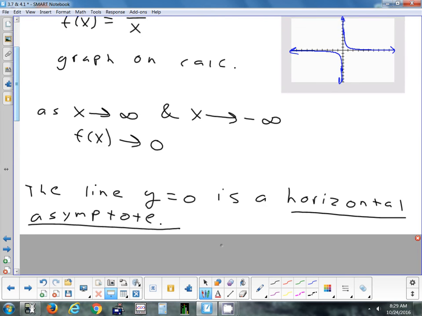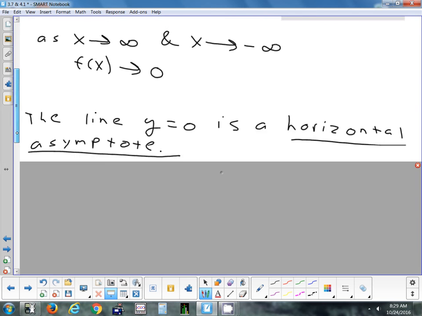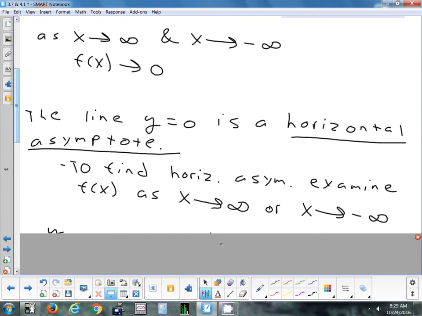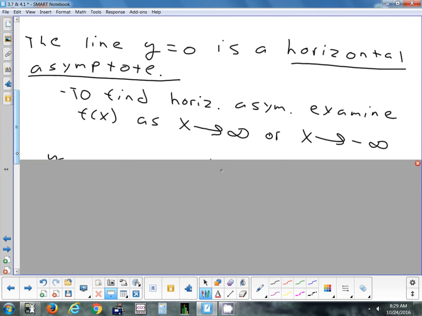And if we look at what happens as x gets really, really big, either in the positive or the negative direction, if there's a number you're getting closer and closer to, like in this case 0, we call that a horizontal asymptote. It's a value that you never reach on the y-axis as x gets bigger and bigger. So to find a horizontal asymptote, basically examine your y value as x heads towards infinity or negative infinity.